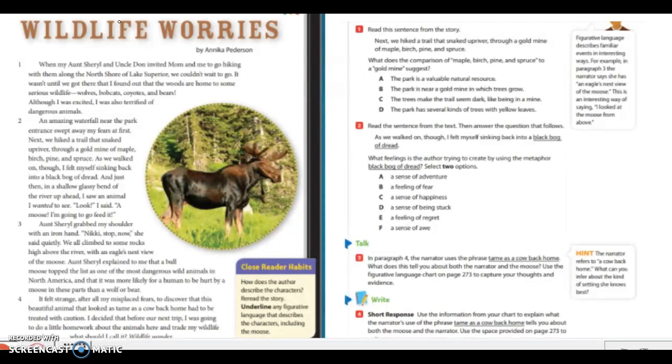Close reader habits. How does the author describe the characters? Reread the story. Underline any figurative language that describes the characters, including the moose. I'd like you to take about 2 minutes with your group and identify at least 3 types of figurative language used in this passage. Go.